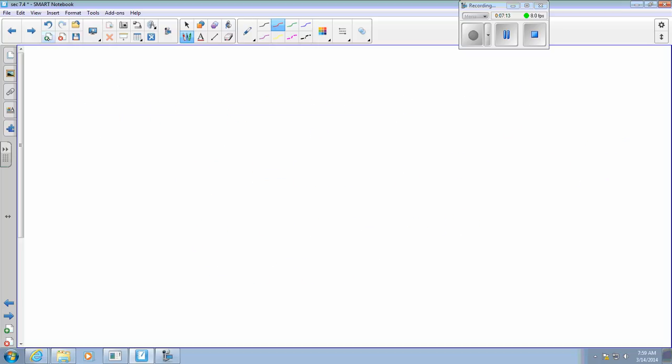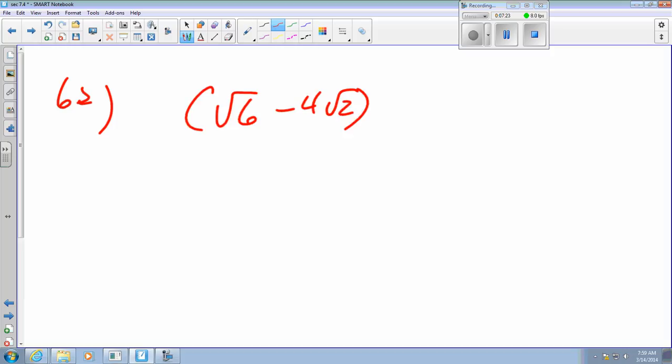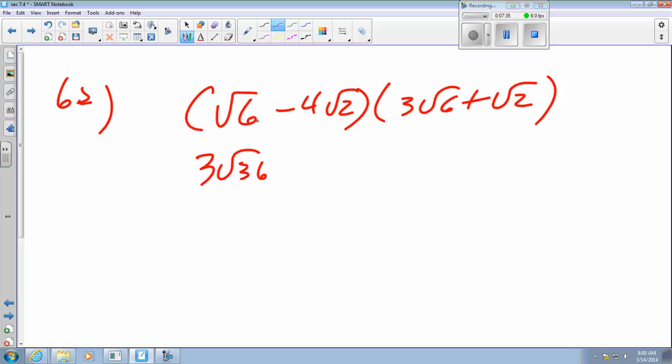62. 62 says the square root of 6 minus 4 square roots of 2 times 3 square roots of 6 plus the square root of 2. When I FOIL here, 3 square roots of 6 times the square root of 6 gives me 3 square roots of 36. Outside times outside gives me the square root of 12. Inside times inside gives me negative 12 square roots of 12. And last times last gives me negative 4 square root of 4.